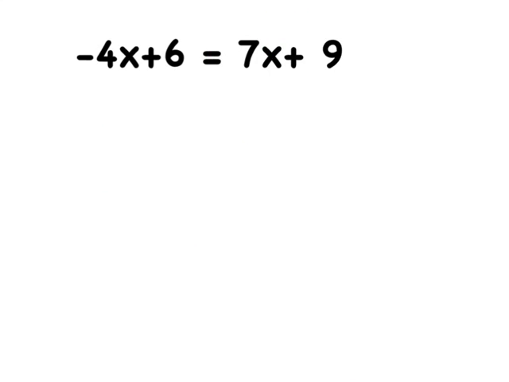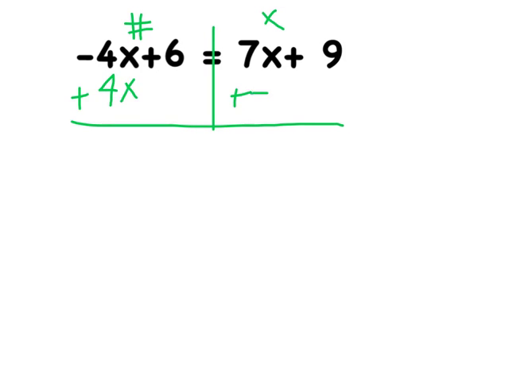Okay, we're going to do the same thing on this one. This time we're going to put our x's on this side and our numbers on this side. Remember I said it doesn't matter if we have x's and numbers on both sides. So let's get rid of our negative 4x. We're going to add 4x to both sides. When we add negative 4x with positive 4x, those cancel. We're left with 6 equals 7x plus 4x.